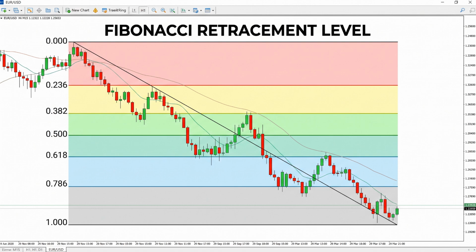The top of this move is marked as the 0.00 level. The bottom of the move is marked as the 1.000 or 100% level. Between these two extremes, the tool automatically generates horizontal lines corresponding to key Fibonacci ratios: 0.236, 0.382, 0.500, 0.618, and 0.786. The chart highlights the spaces between these levels with distinct color-coded zones: red, yellow, light green, dark green, blue, and gray, to help visually separate the retracement areas.